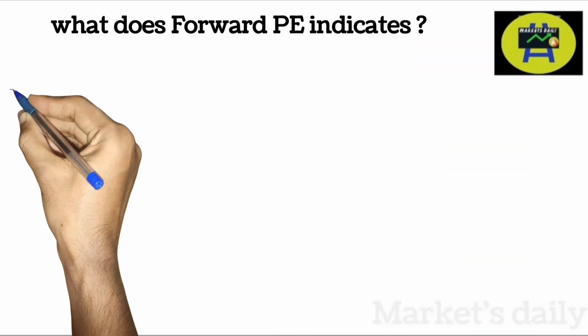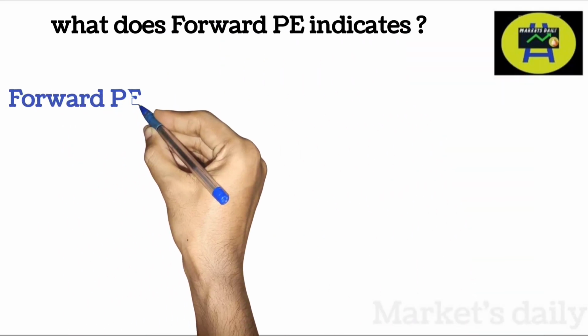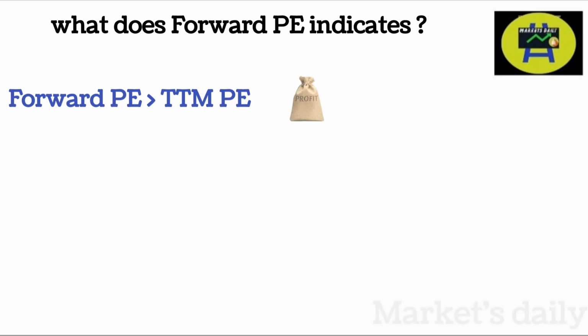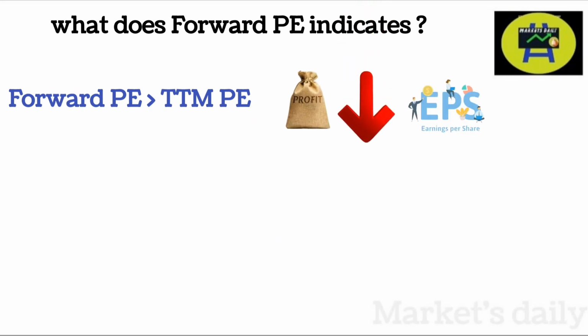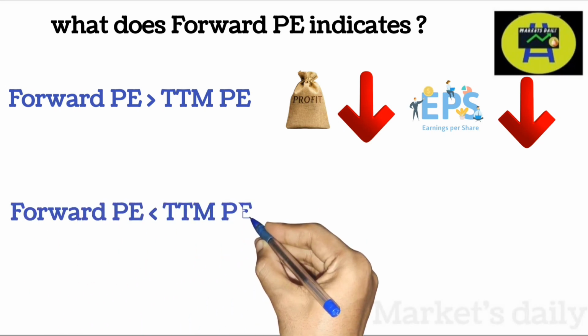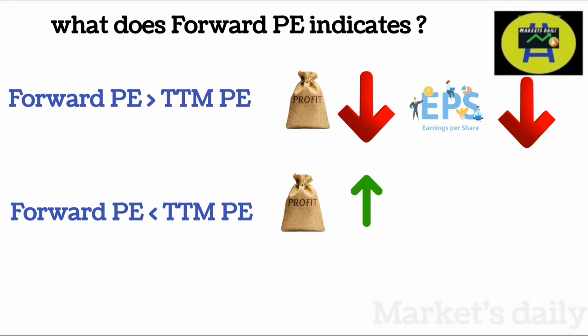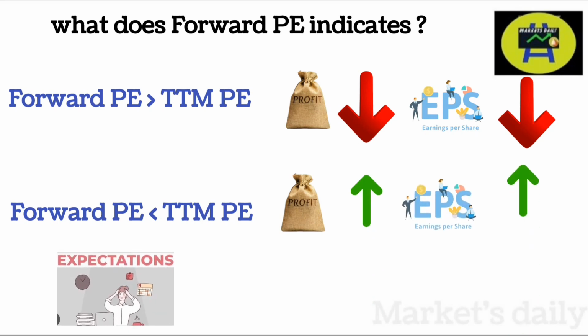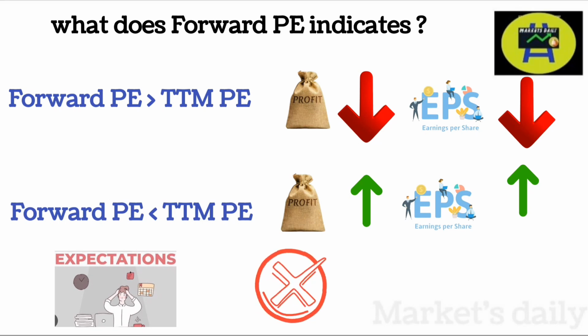What does forward PE indicate? If the forward PE is greater than the TTM PE, analysts would generally expect a decline in the earnings or decline in EPS, which is a bad sign. If forward PE is less than the trailing PE, analysts would expect increase in earnings or increase in EPS, which is a good sign. But remember, these calculations are purely based on expectations or forecasts, so there are chances of it going wrong also.